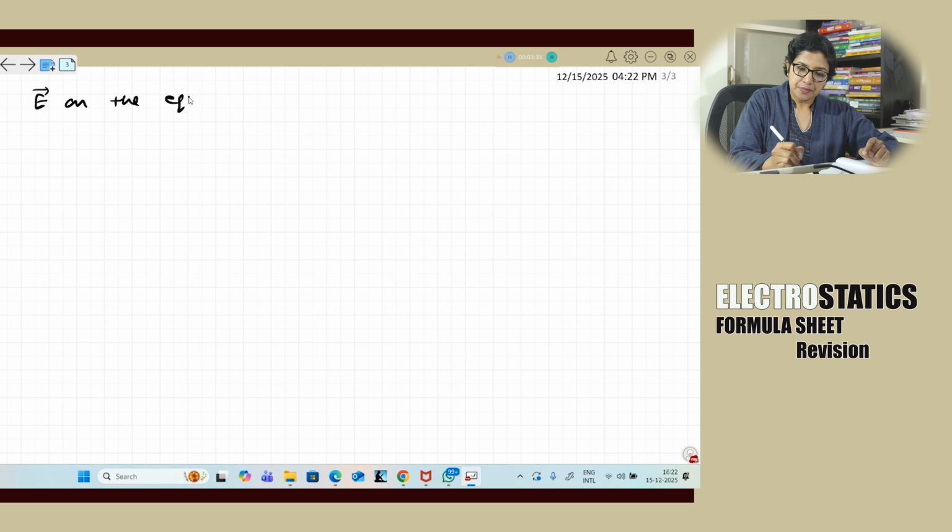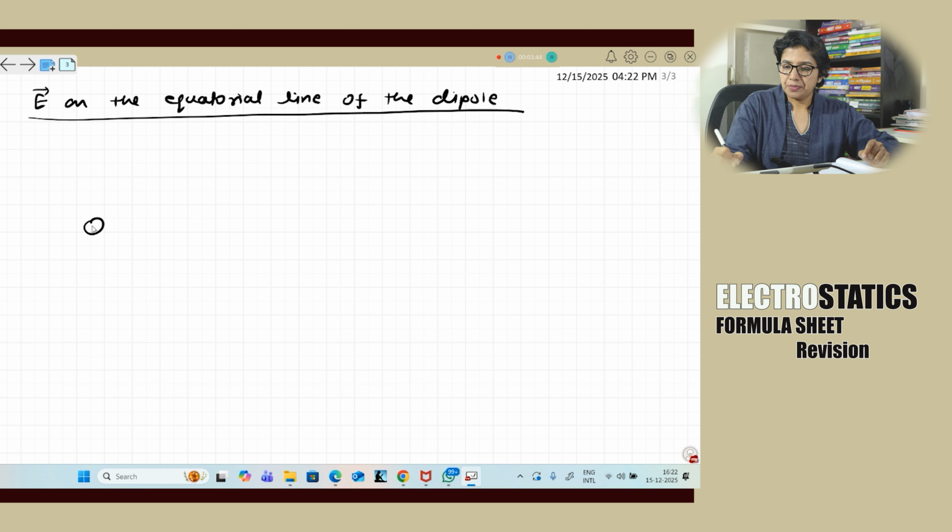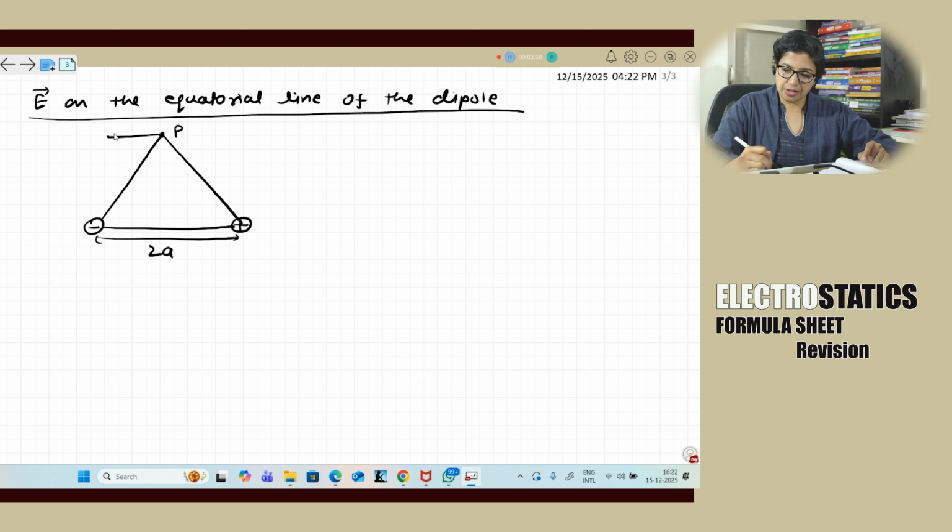Next is electric field intensity on the equatorial line of the dipole. Suppose you take the negative charge here and this is the positive charge, this is the diagram. The distance between them is 2a. At point P, I want to find the electric field intensity. When we see, the net electric field intensity comes in this direction. If you want to write in vector form, that is minus 2kp by r cube.